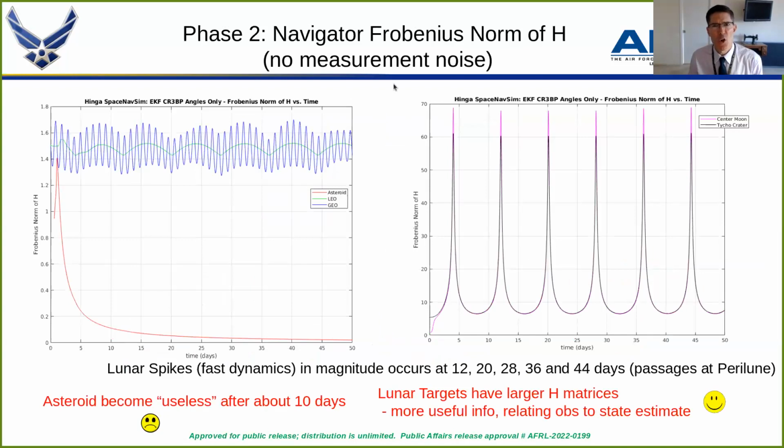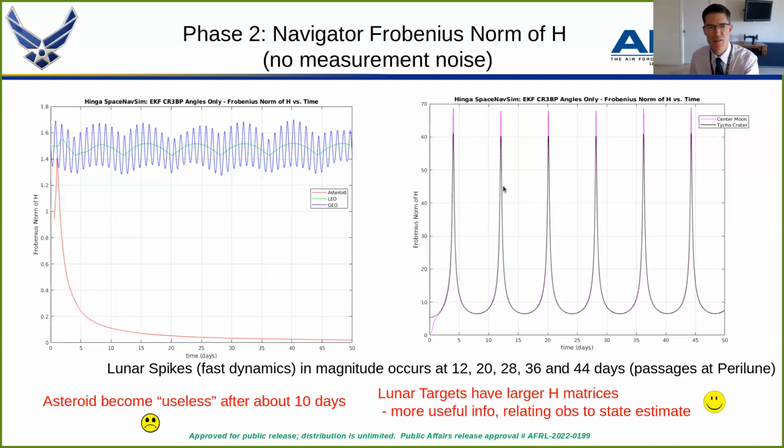Let's look at the no measurement noise case just real quick for the Frob norm of the asteroid, LEO, GEO. You see the asteroid here is coming down quite quickly. It's just not very useful after 10 days. These guys up here, the LEO and GEO, stay about the same, about 1, less than 2. On the right side, the lunar targets are quite large. They go all the way to 70, much larger than the other objects. So in summary, the asteroid becomes useless after 10 days. Lunar targets are much better.